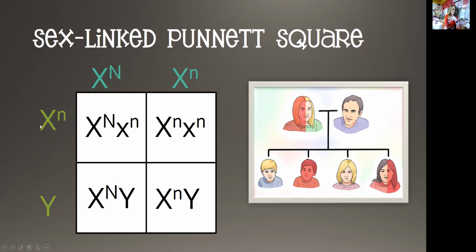Now, the X chromosome has about 900 genes on it. The Y chromosome has 50. So if mom is what we call a carrier, which means that she has the recessive allele but also the dominant, there's a 50-50 chance that her son would have the trait. If dad has the trait, there's also a 50-50 chance that their son would have it.